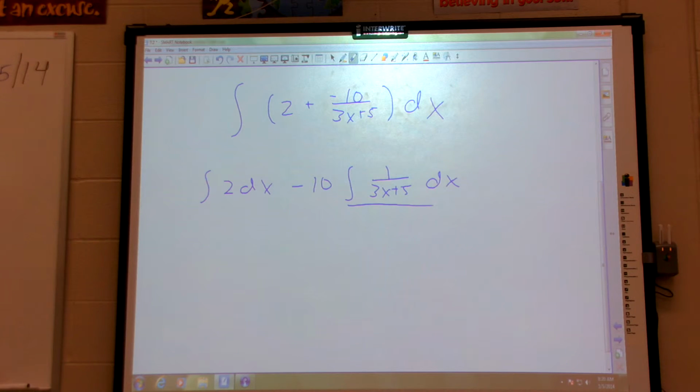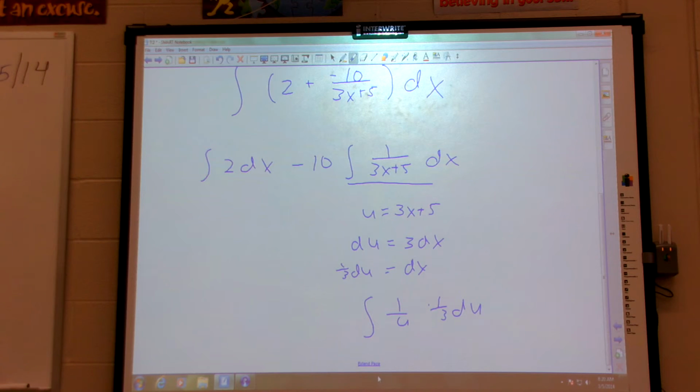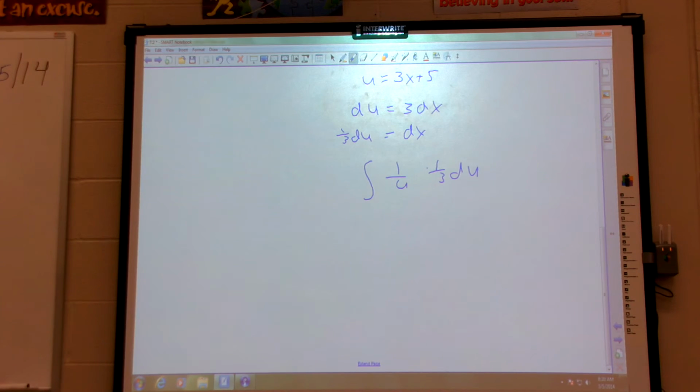Now, what would u be over here? 3x plus 5, which makes du be 3 dx. So then I get 1/3 du. So that integral becomes 1 over u times 1/3 du. Which is actually 1/3 natural log of u. I'm not going to put my plus c on just yet. Which is 1/3 natural log of absolute value of 3x plus 5.